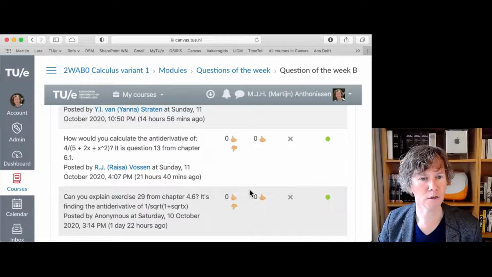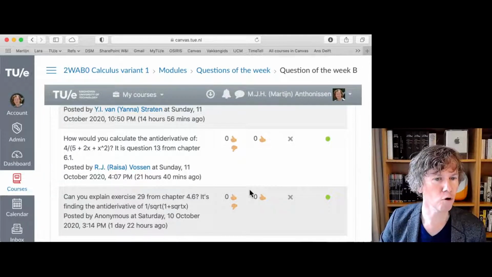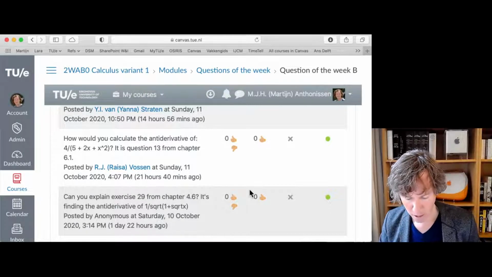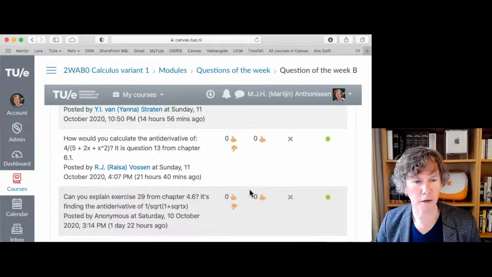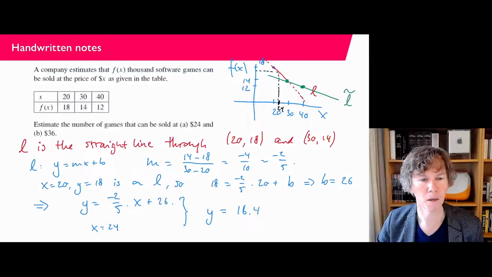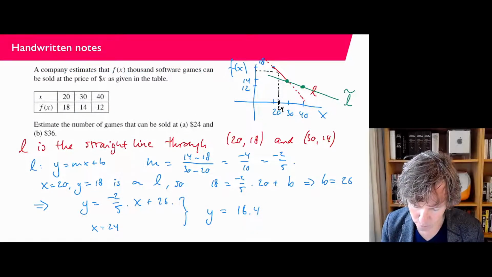How do you calculate the antiderivative of 4 over 5 plus 2x plus x squared? Okay, let me do that on my iPad. So I'm going to switch to my iPad, otherwise I forget about that and you cannot see what I'm writing. So let's go there. Let's get some new paper here.